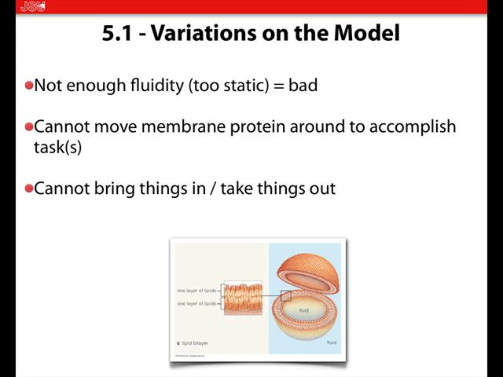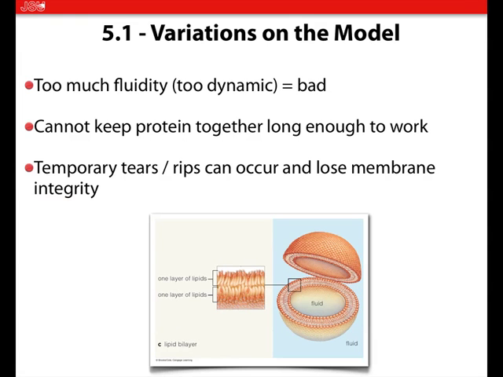Not enough fluidity, it's too static, that's bad. Why? Well, one thing, proteins can't move around the membrane to come together to do a function. It's hard to get things in and out of the cell if the membrane's not fluid enough. But if it's too fluid, again, equally bad. It's so fluid that you have proteins moving around, they don't come into association long enough to do something. You can get rips and tears, and you can lose membrane integrity as you get too much fluidity.